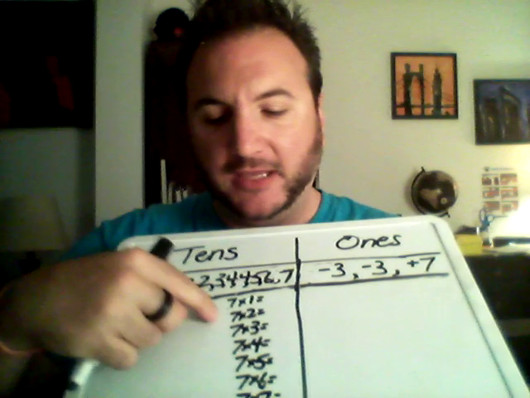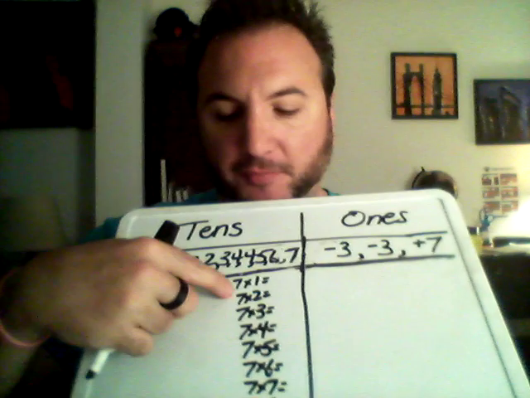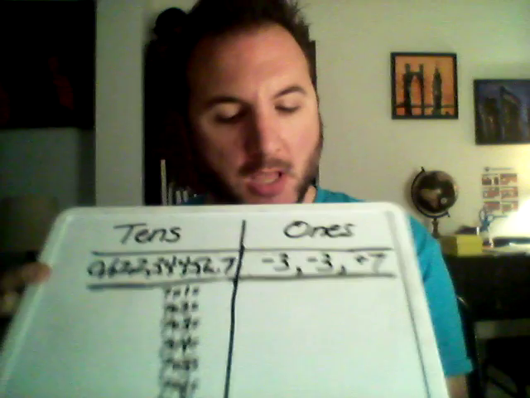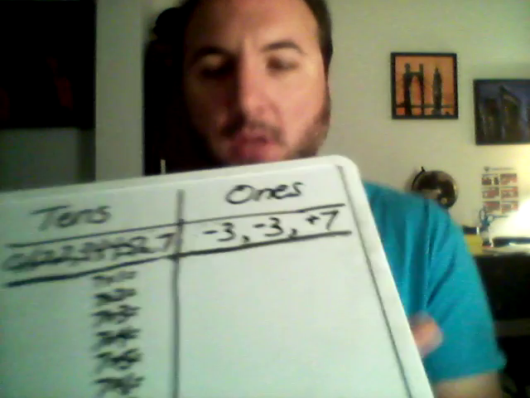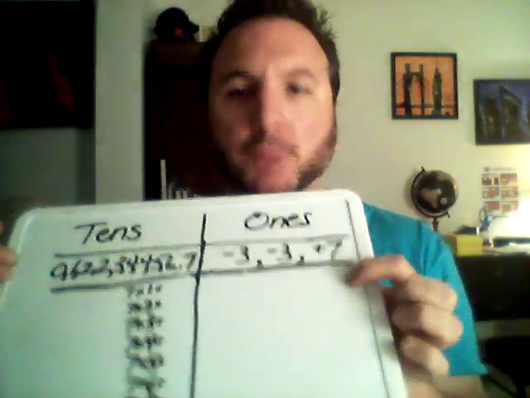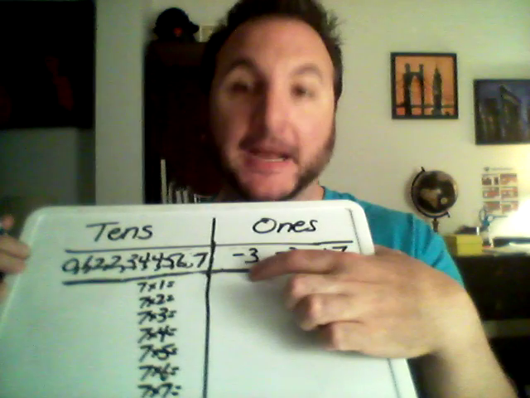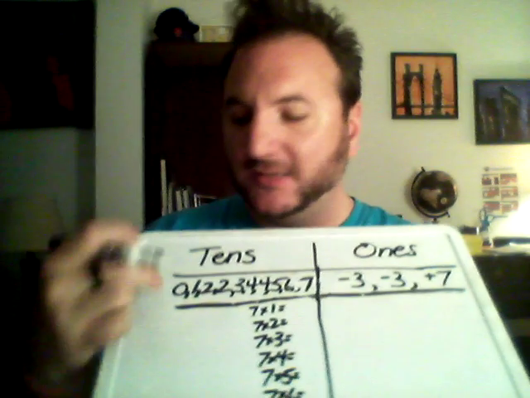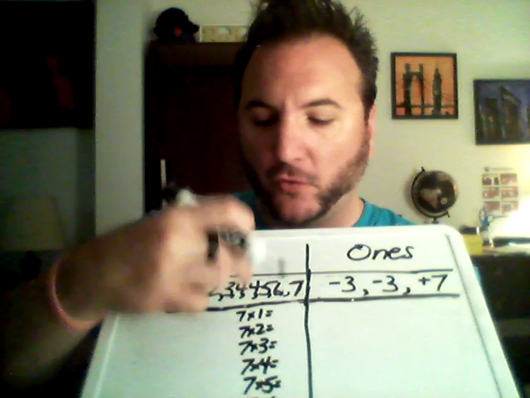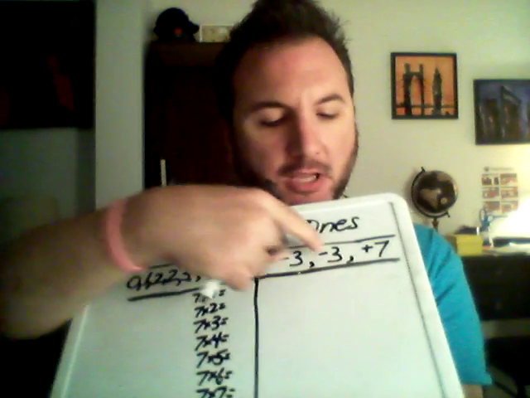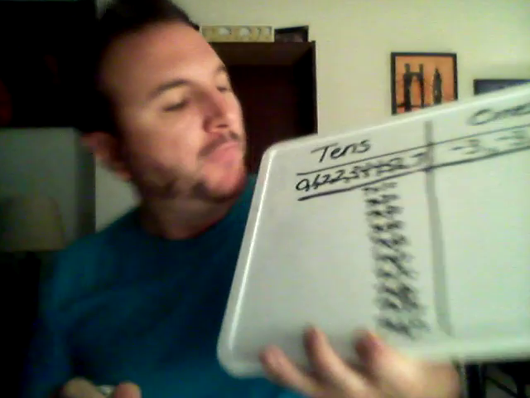I've also got the 7 times table written down, from 7 times 1 to 7 times 10, the first 10 multiples. On the ones column, I've got this pattern: minus 3, minus 3, plus 7. Once again, minus 3, minus 3, plus 7. So once again, the tens: 0, 1, 2, 2, 3, 4, 4, 5, 6, 7. The ones: minus 3, minus 3, plus 7. Let's see why these come into play.